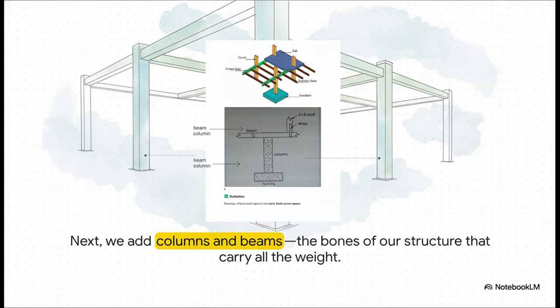Okay, foundation is in. Now we add the skeleton. These vertical pieces, those are the columns, and the horizontal ones are the beams. Put them together and you've got your structural frame. Their job is super simple but incredibly important: carry all the weight of the building and push it safely down into that foundation. This is where the building gets all its strength.